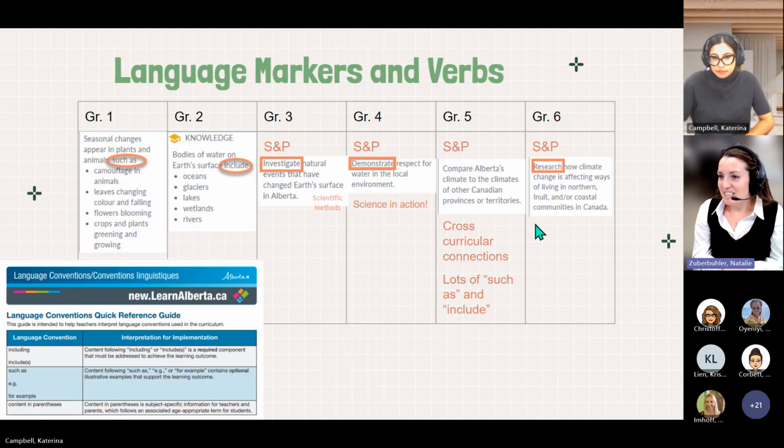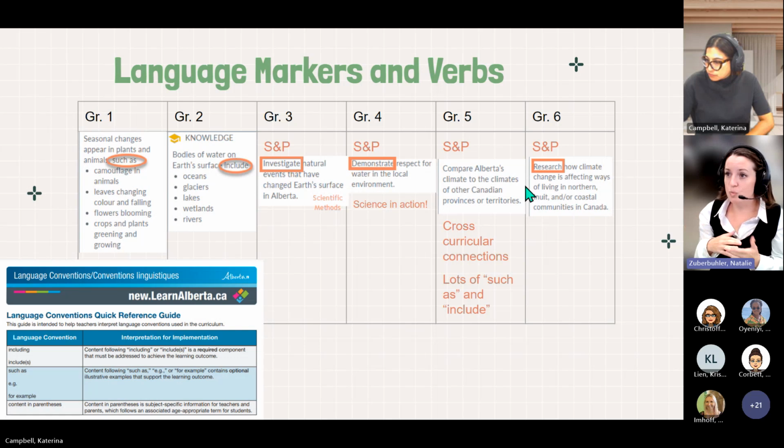Then in grade 6, we see words like research, how climate change is affecting ways. When we see words like research, that also helps guide us to what we need to do in that skills and procedures. So that's where we can tie in some of our English language arts as well with those research skills, or even math for collecting data. When I see words like research too, that makes me think scientific methods as well.